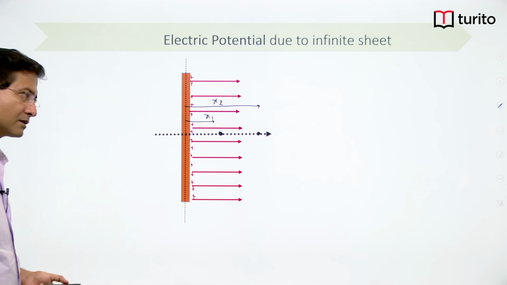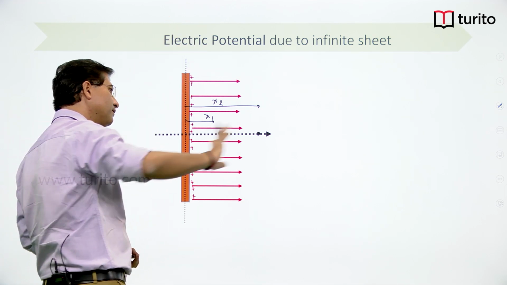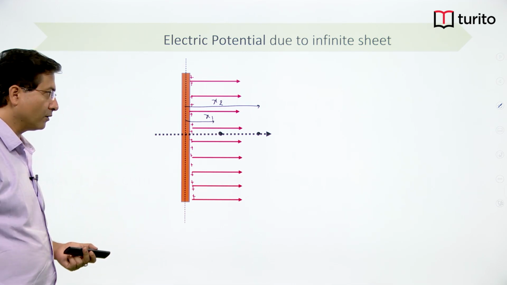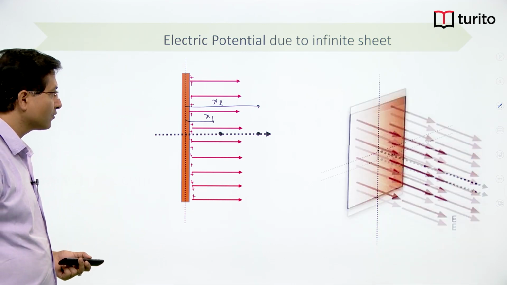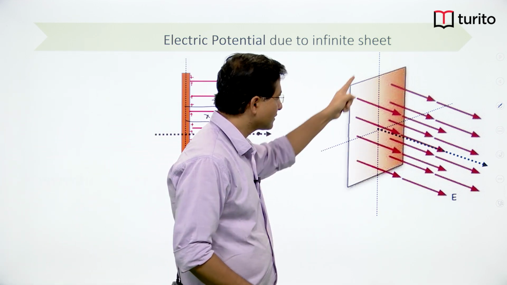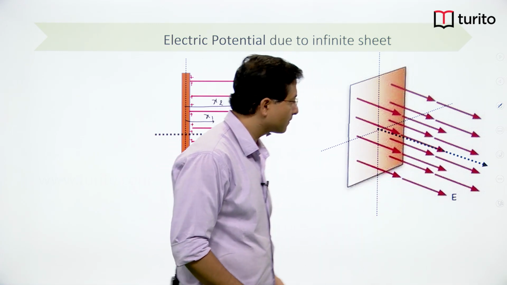So, I hope this diagram is clear. This is an infinite sheet, and in front of it field lines will be there going till infinity, and the field will be uniform. Or in 3 dimensions, if you want to see, look at this one. Let us say this is the x axis, this is the y axis and this is the z axis coming towards you, and field lines will be like this, right.